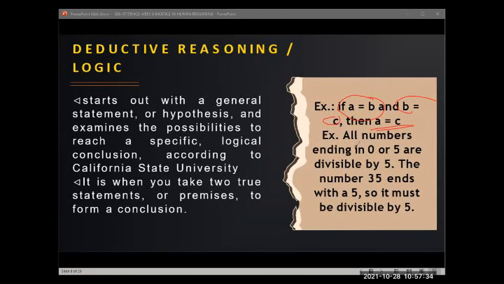As well as with the second example: all numbers ending in 0 or 5 are divisible by 5. This is the first statement. The number 35 ends with a 5. This is the second statement. Therefore, we can conclude that 35 must be divisible by 5.